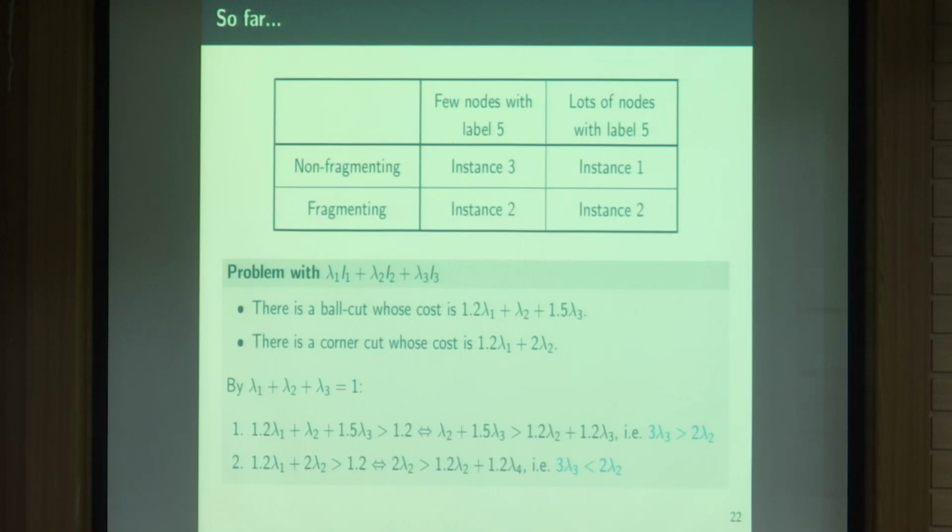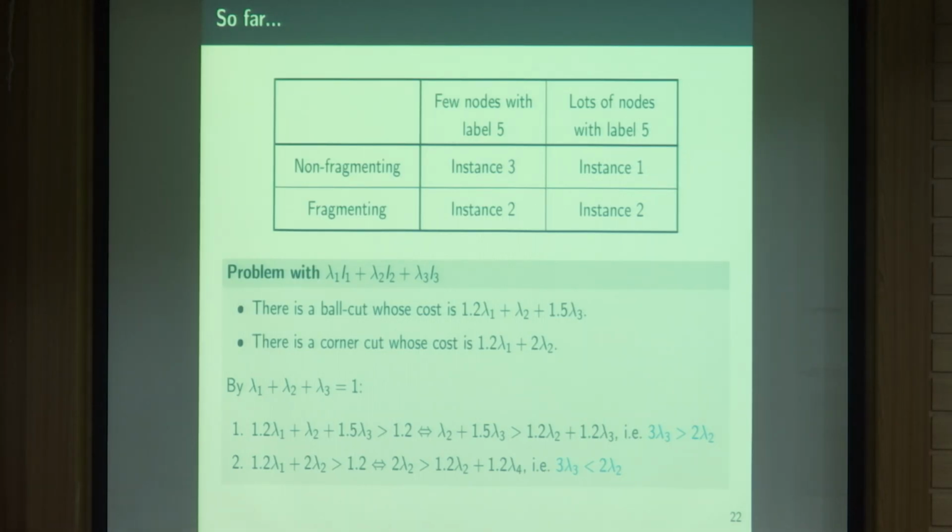But it turns out that if you want to optimize, and we are not going into the details of the computations, you write up a general convex combination of these instances, and then you can identify a ball cut with a given cost and the corner cut with a given cost. And if you optimize, then it turns out that you get exactly 1.2.